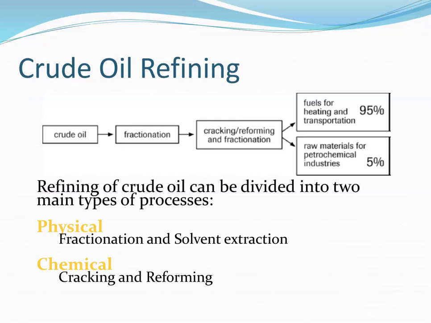There are two types of processes that are used when refining crude oil. Physical processes are used to separate substances, but there is not a chemical change involved. Chemical processes include cracking and reforming, and involve a change in the chemical structure of the hydrocarbons.